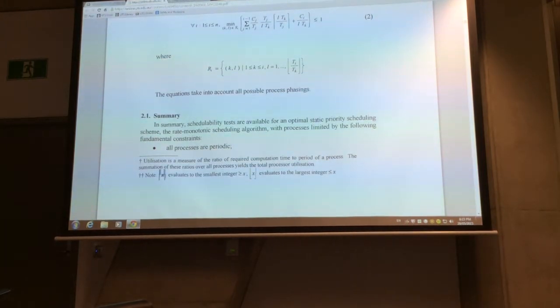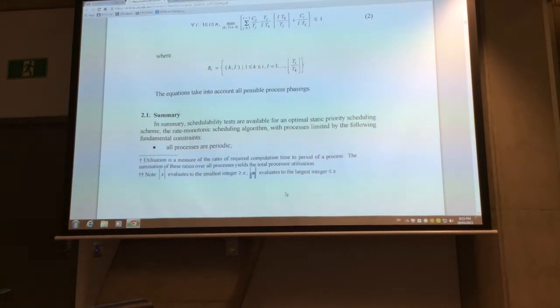Note down the bottom here, he's introduced a couple of mathematical operators. And I mentioned before, these things are not brackets. This operator here indicates the ceiling of x, and this operator here indicates the floor. The way in which we interpret those operators is the ceiling operator rounds a number towards plus infinity, and the floor operator rounds a number towards minus infinity.